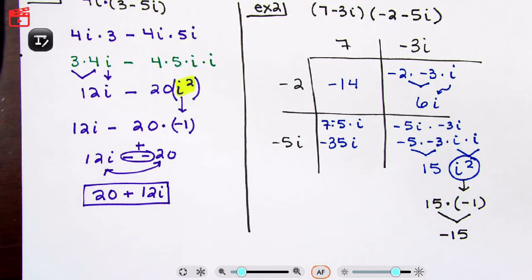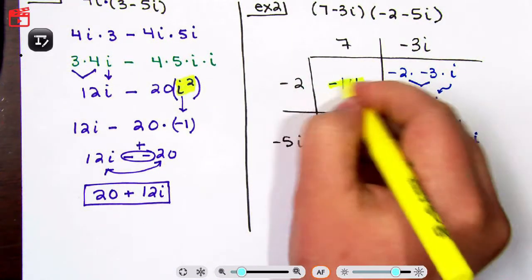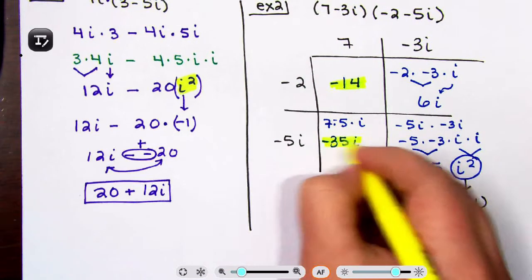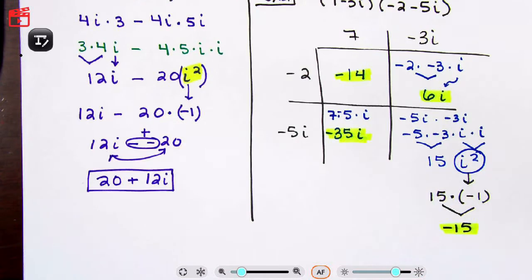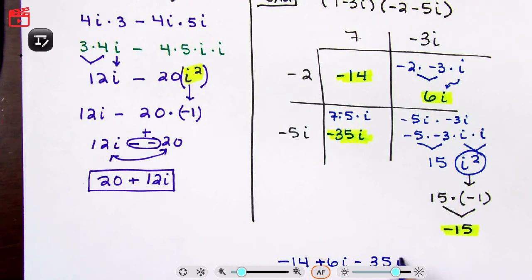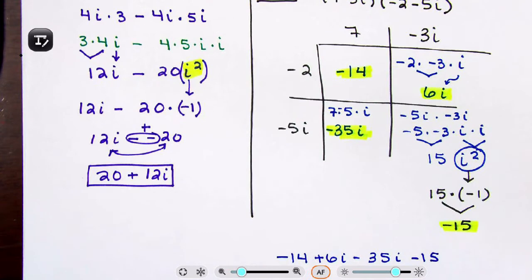So I'm going to highlight all of the numbers that we have to care about. So we have this negative 14, we have this negative 35i, we have this 6i, and we have this negative 15. So just like if it were a variable, we are going to combine things into a kind of like a polynomial, a complex polynomial. So I have negative 14 plus 6i minus 35i minus 15. It looks like it may be a binomial, not a polynomial.